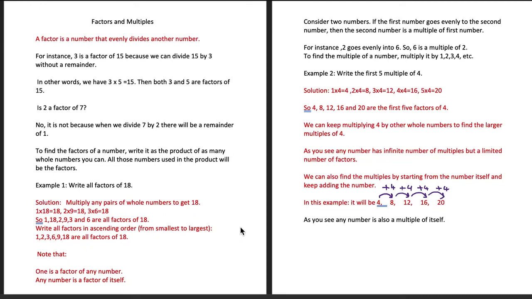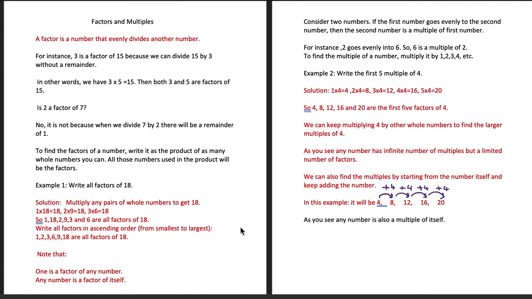Hello. Today we're talking about factors and multiples. A factor is a number that evenly divides another number. For example, 3 is a factor of 15 because we can divide 15 by 3 without a remainder.